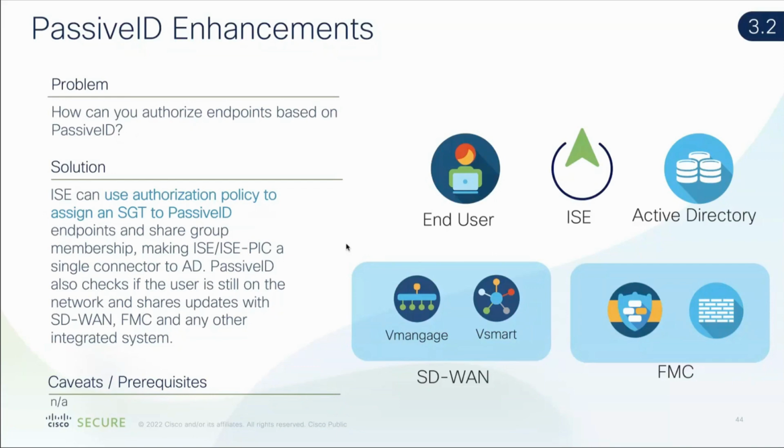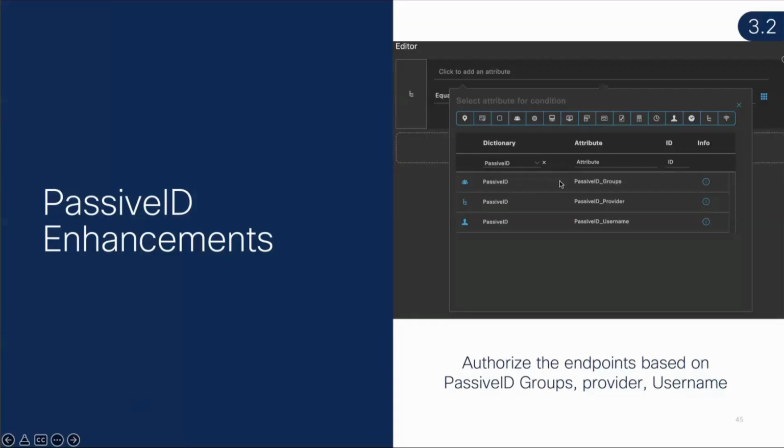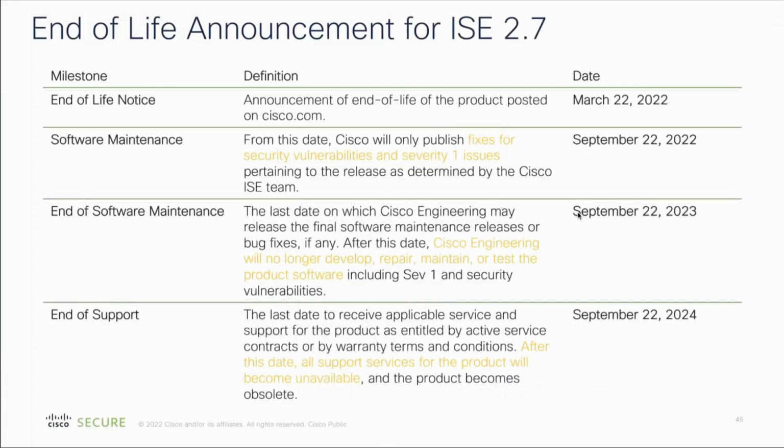That was the reason we have now introduced this passive ID enhancement, to create your own authorization policy based on the passive ID groups, the passive ID provider, or the passive ID usernames. You can create your own authorization policy based on these conditions to give authorization profiles or an SGT as part of enforcement. So that's the last feature I'm going to go with.